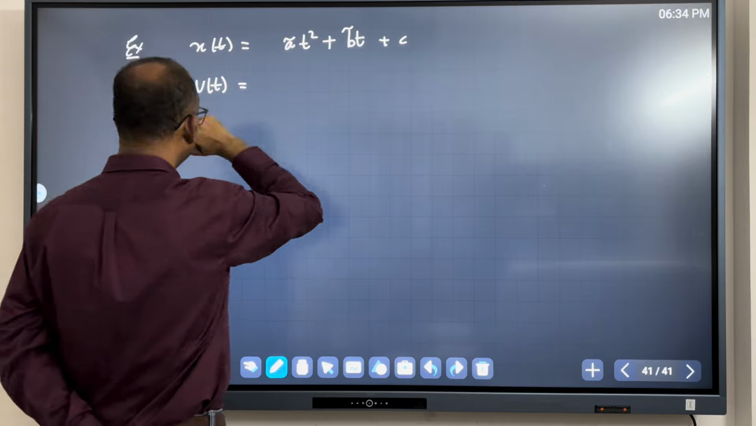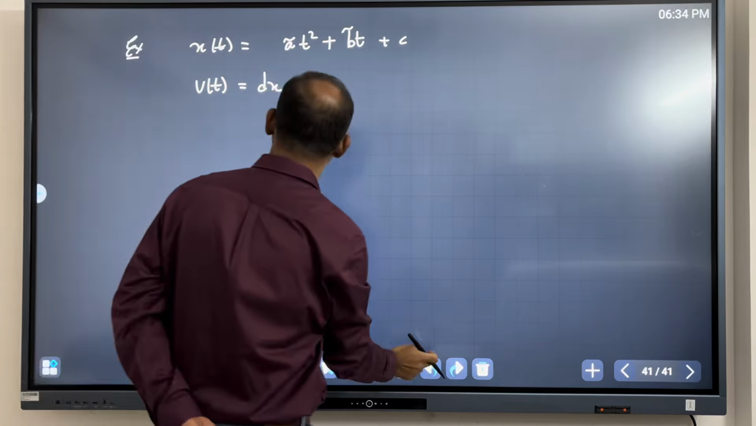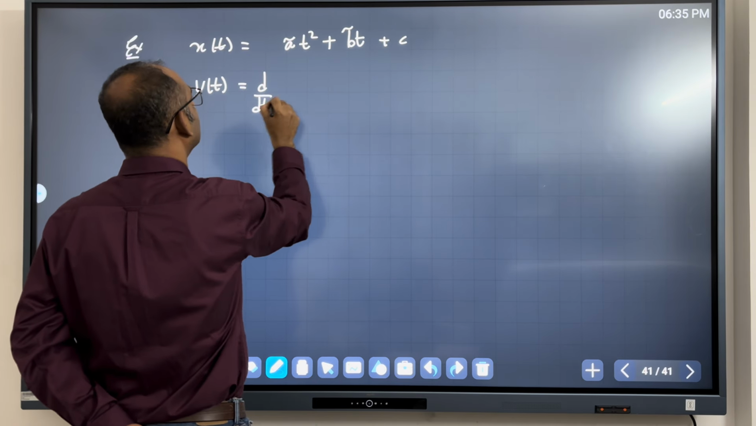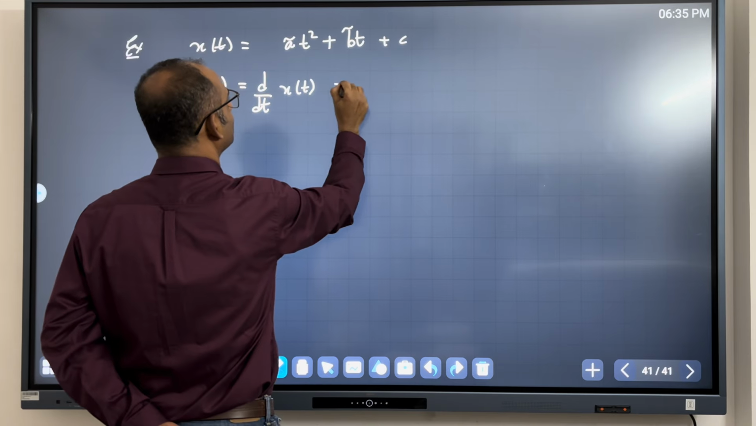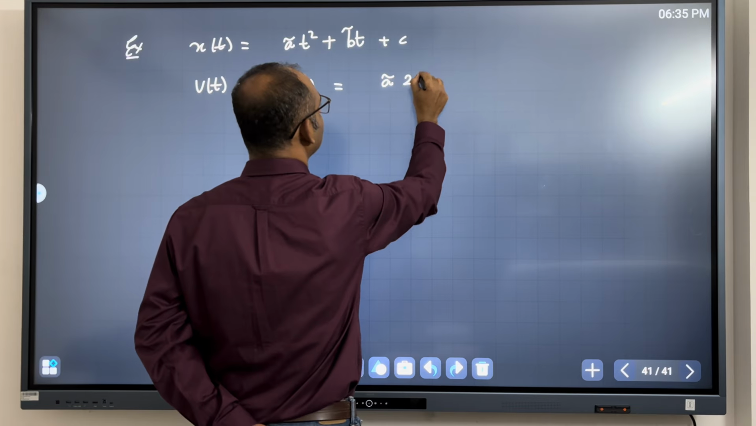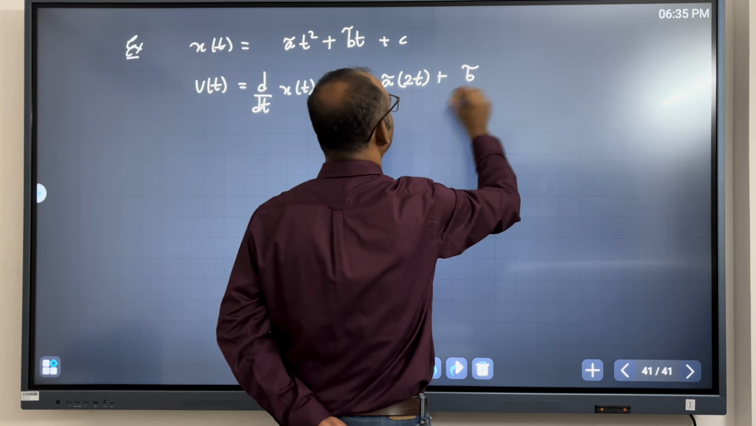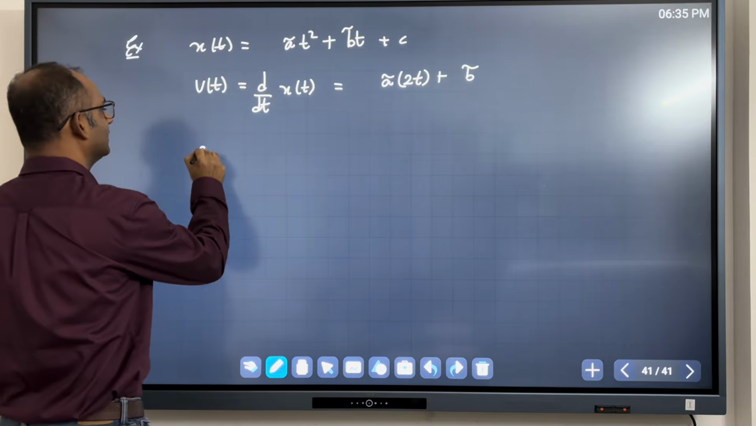So let's differentiate. This is dx, which is A tilde times 2t plus B tilde, correct? Now let's find acceleration.